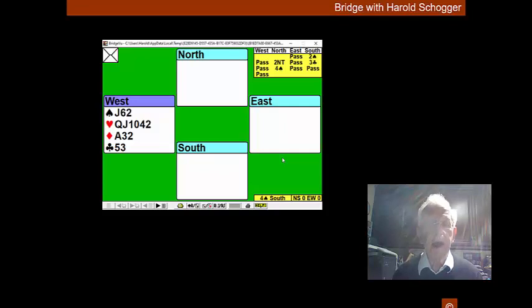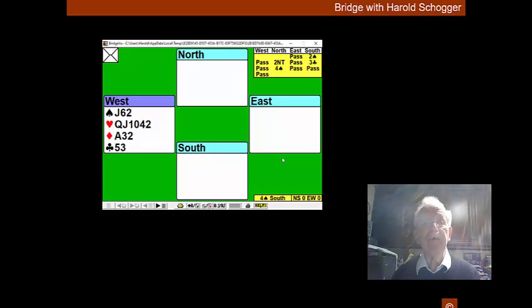Then he goes two spades. North then bids two no trumps, an inquiry, a feature inquiry, asking partner, have they got anything else on the hand? Partner says they've got something in clubs, and North bids four spades. What do you lead?